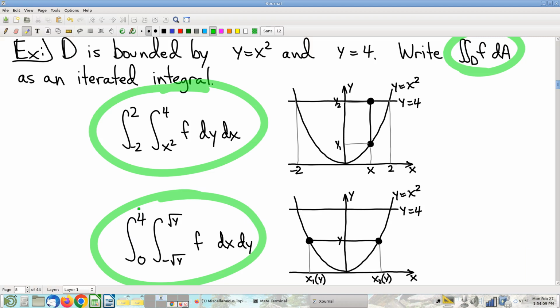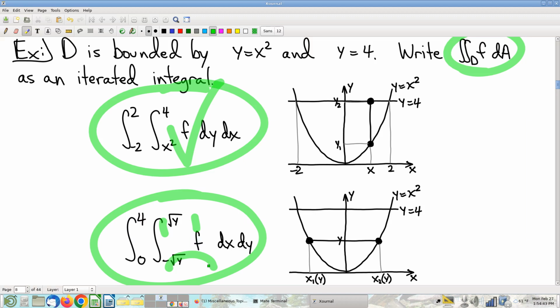Personally, I have a preference. I like this one better. I'm a little scared of this one. Now let me explain why. Keep in mind, f has not yet revealed itself. I don't know what f is. If f were some sort of an inconvenient function, after I do the x antiderivative of this function, presumably I would have a still worse, more inconvenient function.